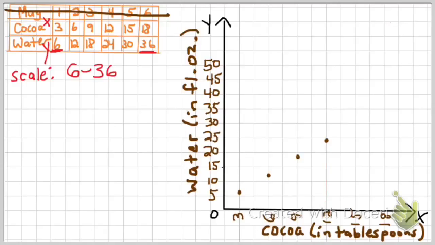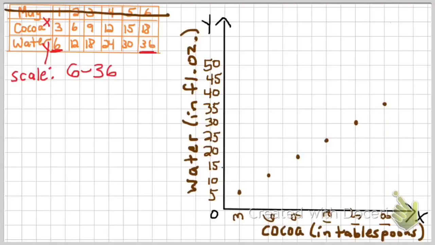Next I have 15 tablespoons of cocoa, so I'll follow that up with my finger, and I have 30 ounces of water, so that's going to be right directly on that cross of 30. And finally, for 18 tablespoons of cocoa, I follow the 18. I need 36 ounces of water. That's going to be just above my 35. It looks like right there.